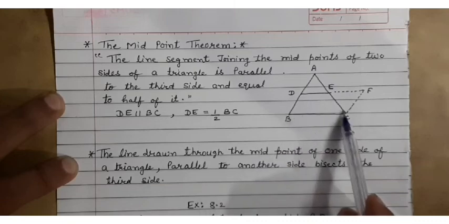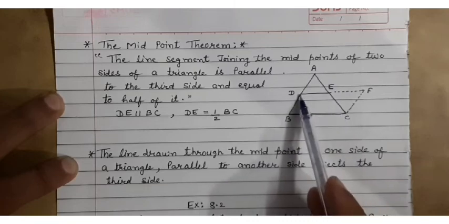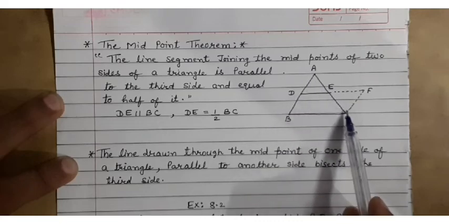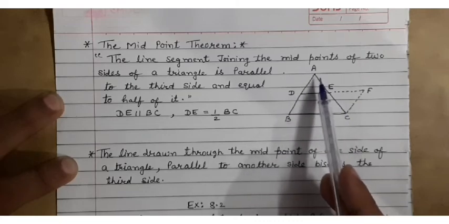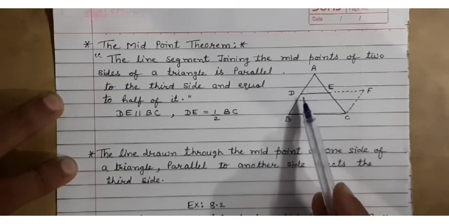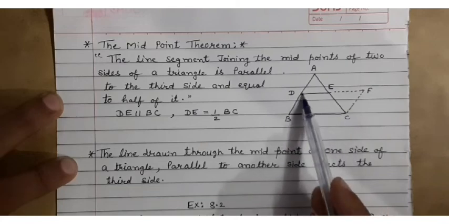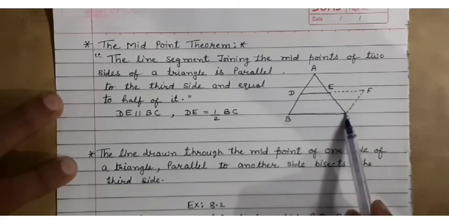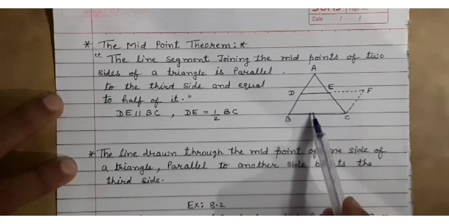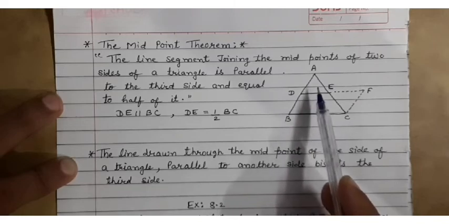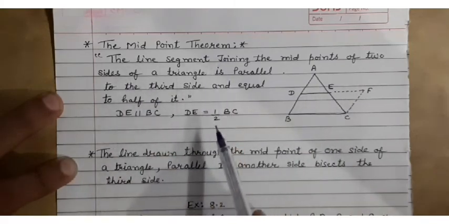This is one triangle ABC, and D and E are the midpoints of AB and AC respectively. Then the result is that DE should be parallel to BC, and the length of DE will be half of BC. Like this, if BC is 6 centimeter, this will become 3 centimeter. If BC is 10 centimeter, this will be 5 centimeter. This is the midpoint theorem, a very important theorem.